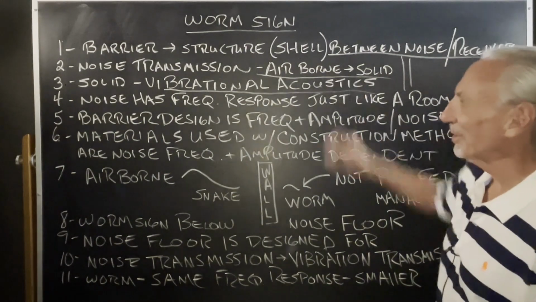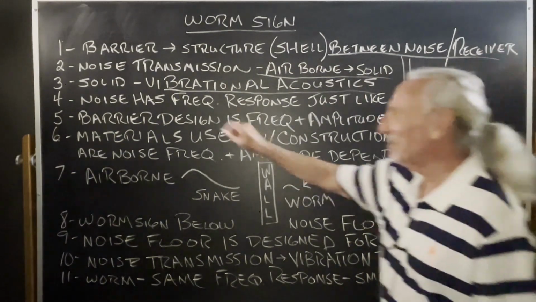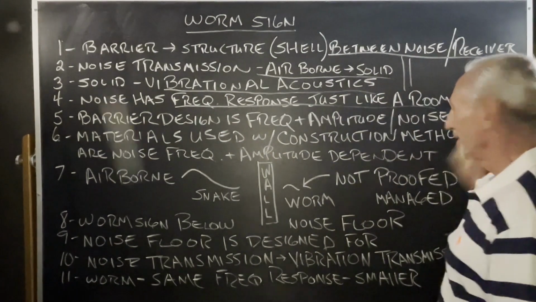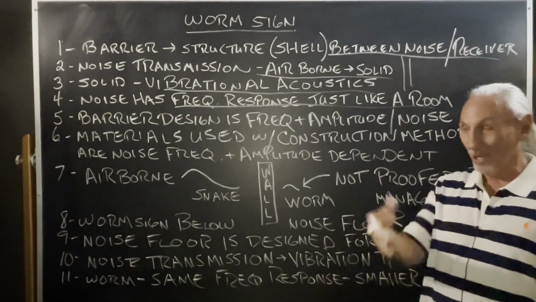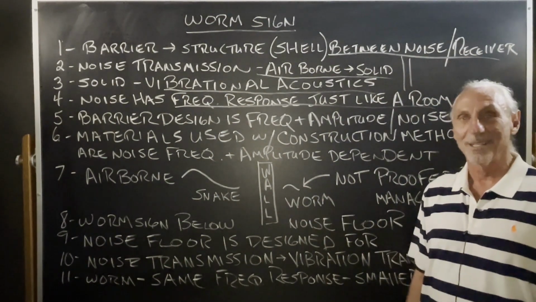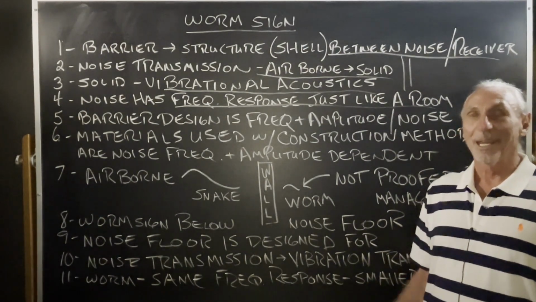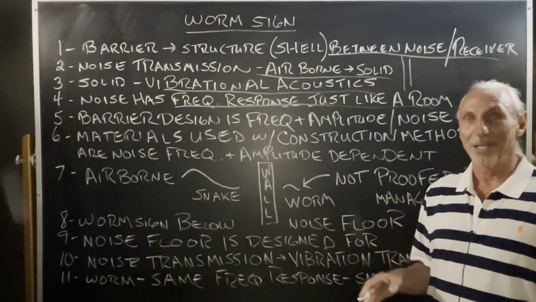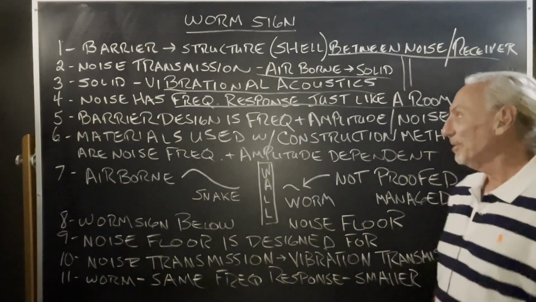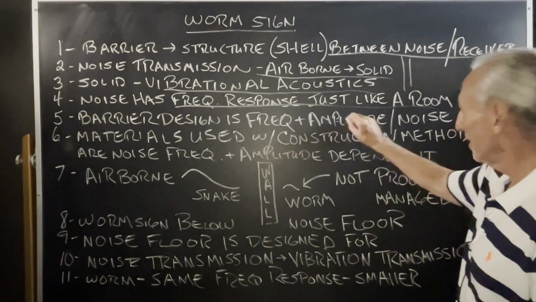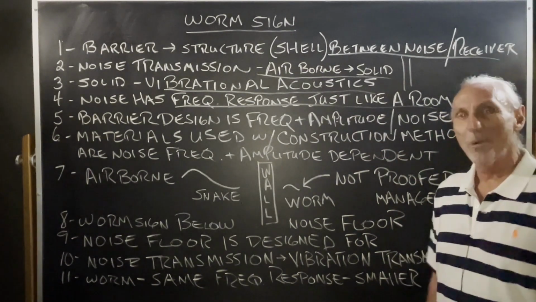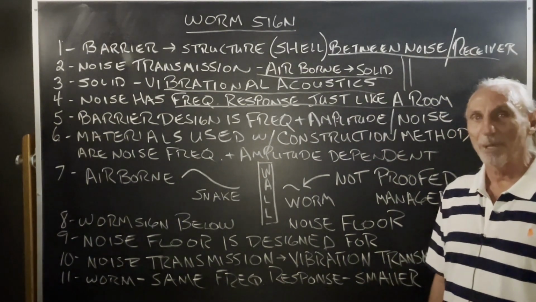Barriers are vibrational acoustics. Noise has a frequency response, just like a room. Has lows, has mids, has highs. It's the same kind of creature we're always dealing with. Except this one, we don't want to hear. Most of the other ones, we do, right? So it's frequency and amplitude dependent, always, the design that we use for a barrier.